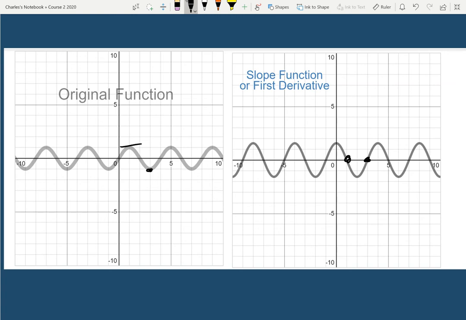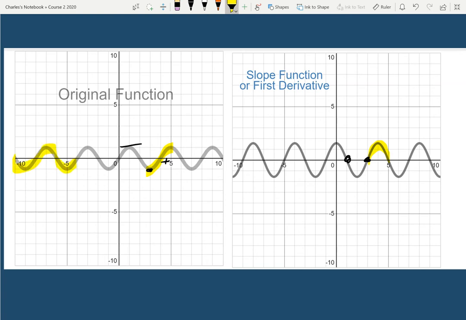Here is a positive slope, and that is the same. Like if I'm saying this right here is a positive slope, that should be consistent with the highlighted part in the derivative where the slope is above the x-axis.